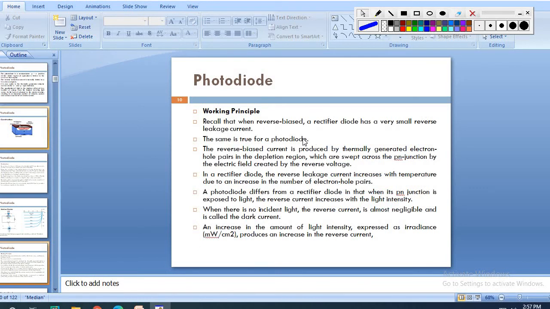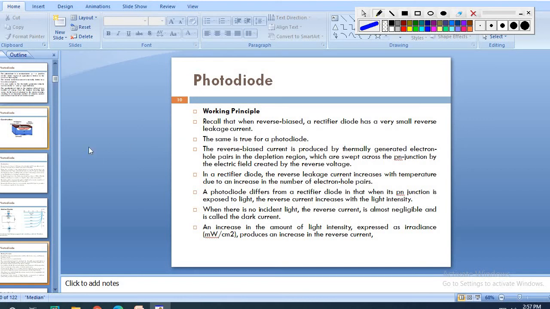Okay, these are the points to recall: when reverse biased, a rectifier diode has a very small reverse leakage current, and the same is true for the photodiode also. The reverse bias current is produced by thermally generated electron-hole pairs in the depletion regions, which are swept across the p-n junction by the electric field created by the reverse voltage. What does this point mean? It means that there is a p-n junction.